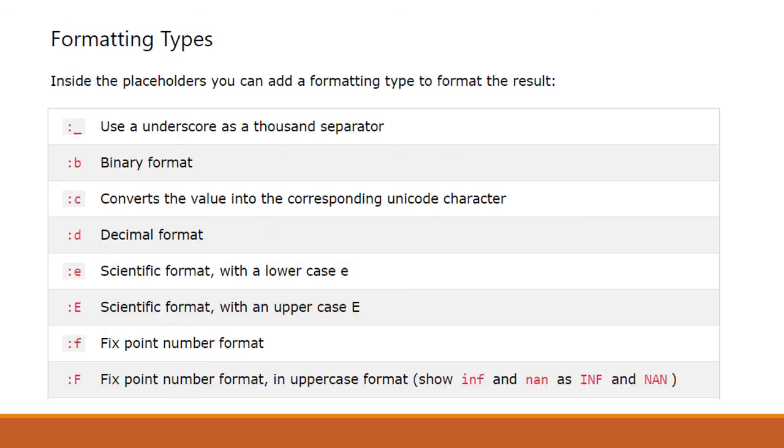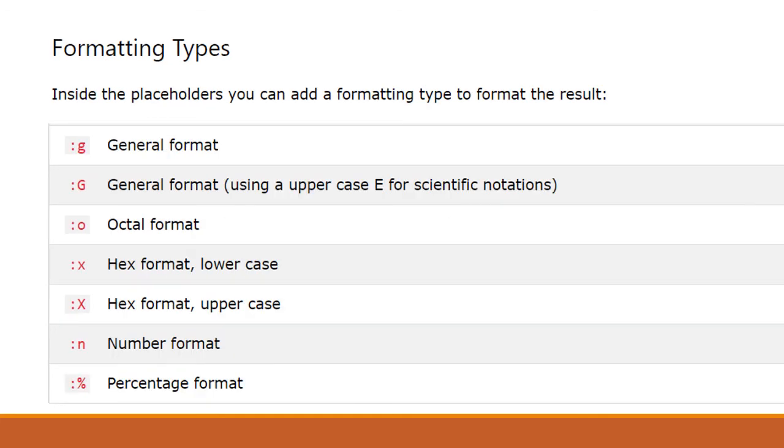Some additional formatting options allow you to specify how you want numeric values to be displayed. For example, you'd use a d for a decimal format, a lowercase e for scientific format, and an f for fixed floating point. Some additional formatting options include being able to display a numeric value in octal format or hexadecimal format, and we have the option to output a numeric value as a percentage.